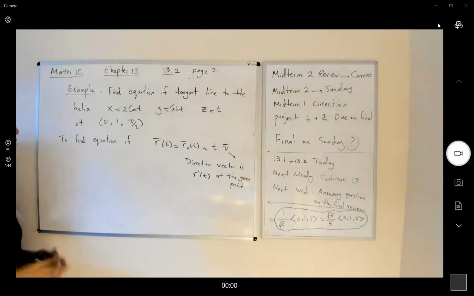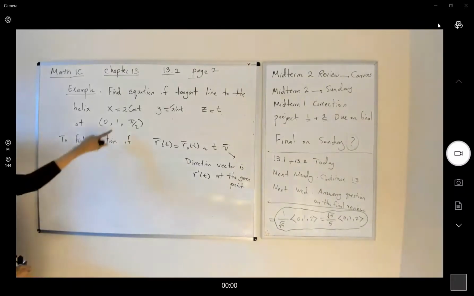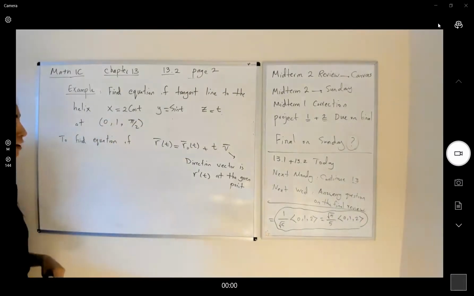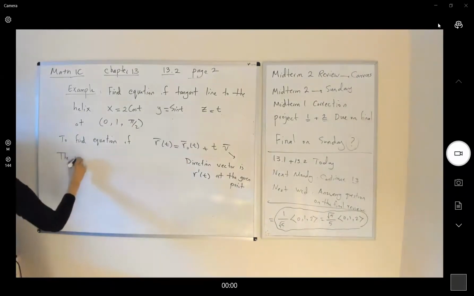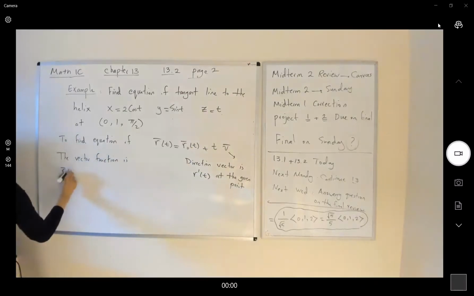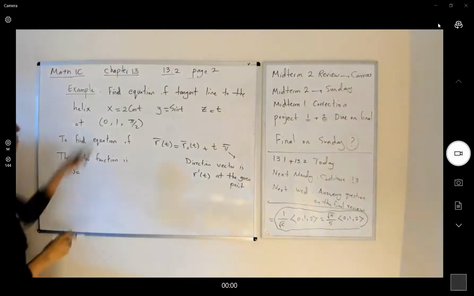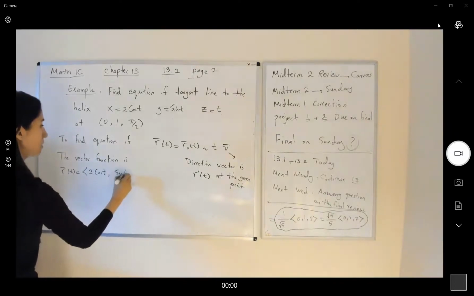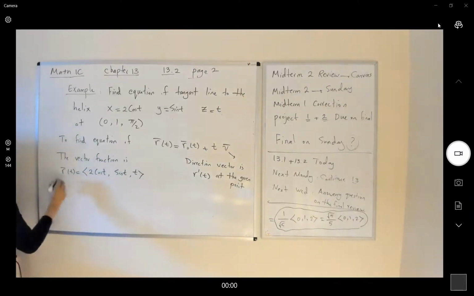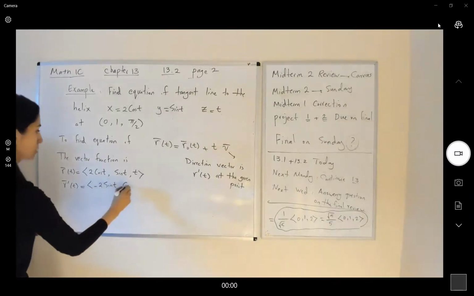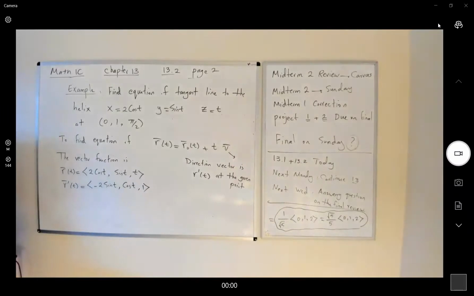Very well. So what's given? The point is given. You have your vector function. The vector function is r(t) equals 2 cosine t, sine t, and t. So v, or the derivative, is equal to minus 2 sine t, cosine t, and 1.